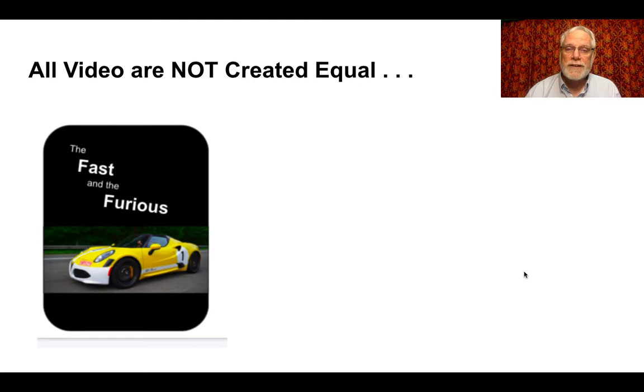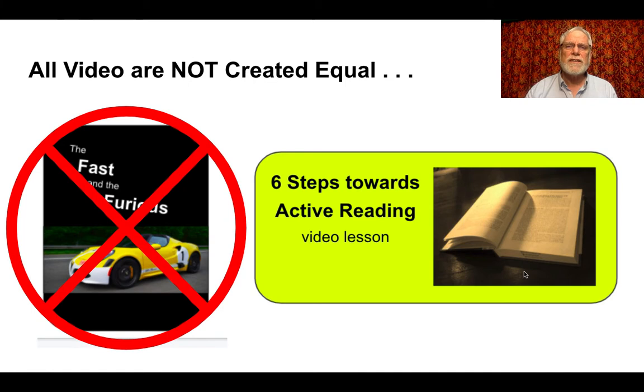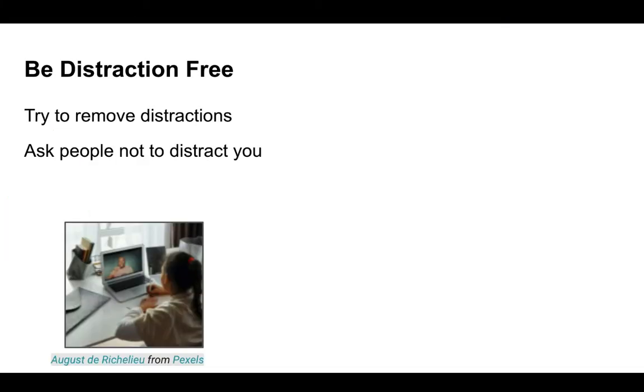All videos are not created equal. When you watch The Fast and the Furious, it's to be excited and enthralled and really have a great time. I know that's a terrible representation of The Fast and the Furious, but I couldn't put up the regular billboard because of copyright reasons. When we watch 6 Steps Towards Active Reading, hopefully maybe it's not going to be exciting, but hopefully it's informative. It's something that's positive in that manner. So remember, when you're looking at that, it's going to be different than when you're looking at The Fast and the Furious.